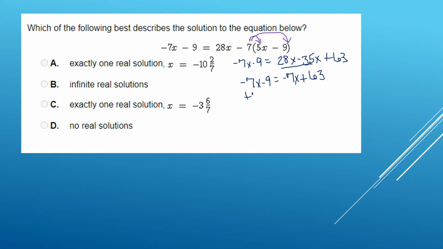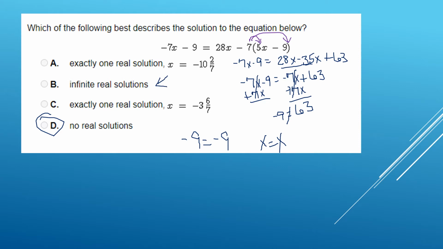And I'm going to add 7x to both sides. So over here it forms a 0 pair. Over here it forms a 0 pair. And negative 9 does not equal 63. So this would also be no real solutions. Now, I want to show you another example because you may end up getting one that comes out as negative 9 equals negative 9. If you come out with negative 9 equals negative 9 or x equals x, something like that, that means it's infinitely many real solutions. Okay, all solutions.